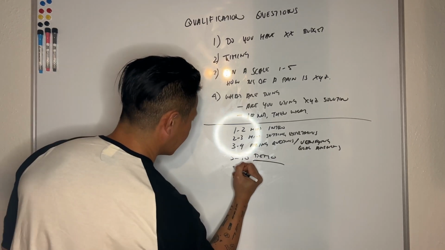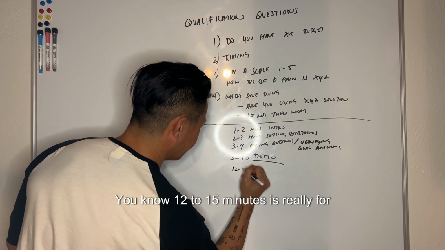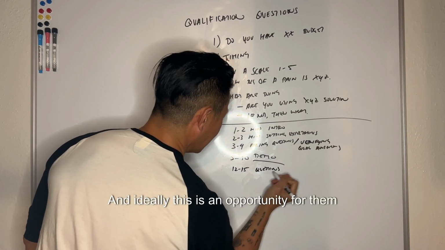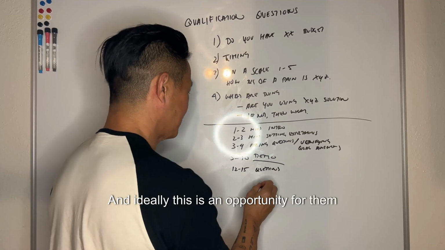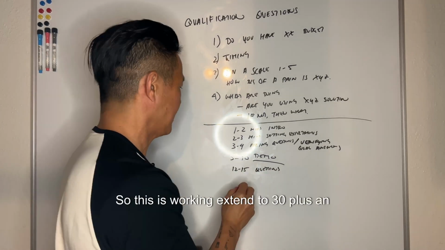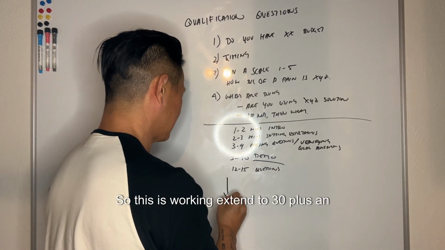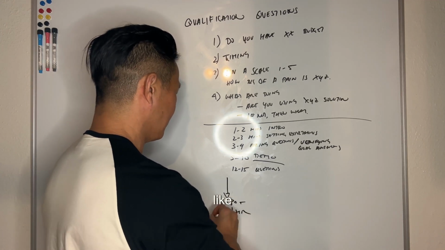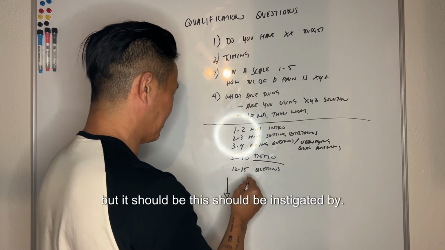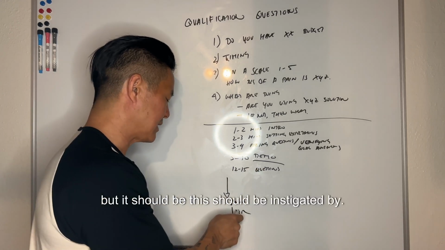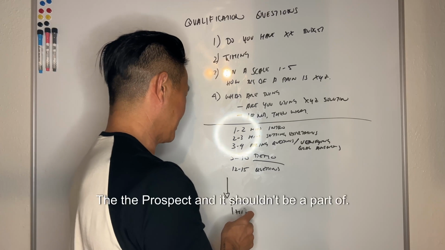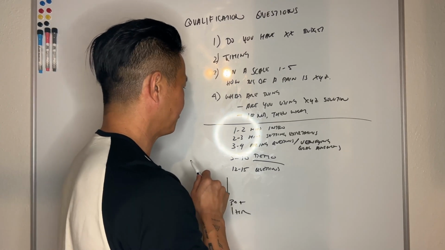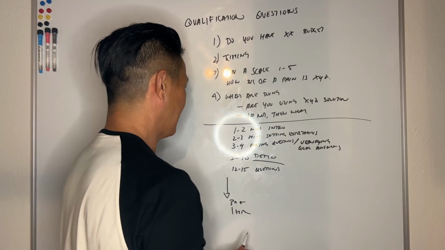And then the last 12 to 15 minutes is really for questions. And ideally, this is an opportunity for them to ask you more about the product. So this is where it can extend to 30 plus, an hour long, right? But this should be instigated by the prospect, and it shouldn't be a part of your demo process.